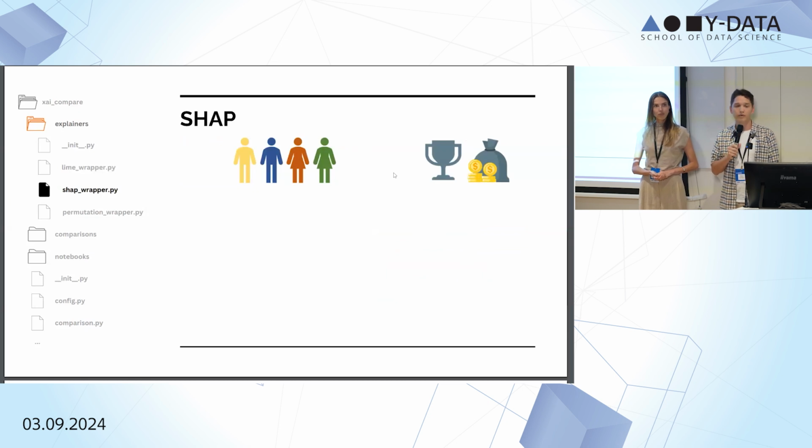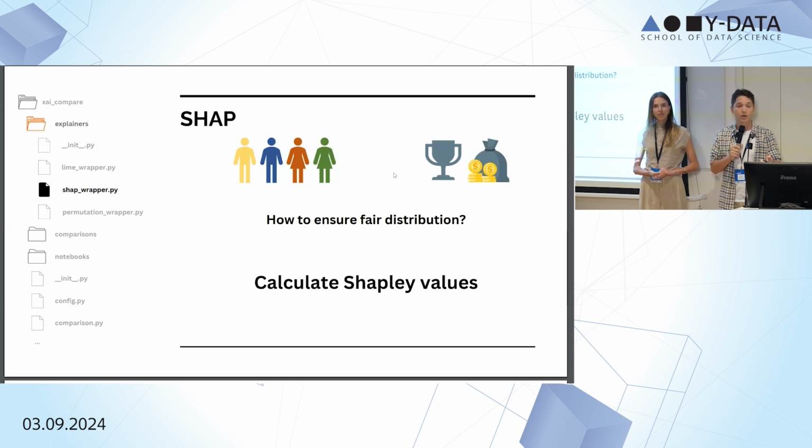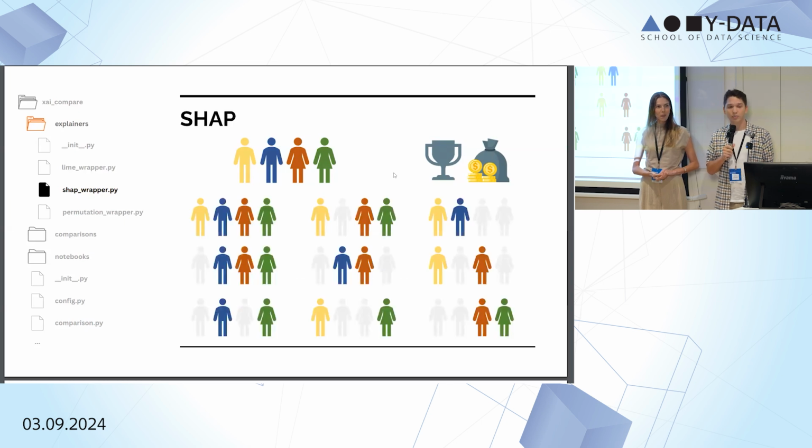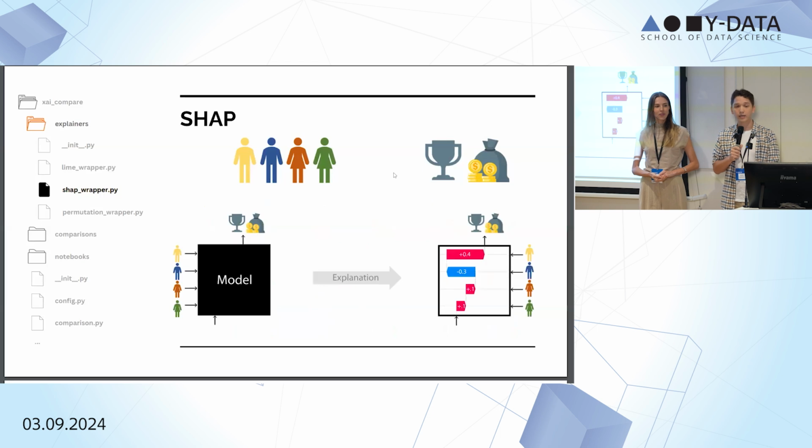Another one is SHAP. SHAP uses game theory. Imagine you have a team who won a prize, and you need to fairly distribute this prize between all the members of the team. How to do it? Calculate Shapley values. What does it mean? Shapley considers all possible combinations of the features or the persons and calculates the contribution of each person to the prediction, to the result.